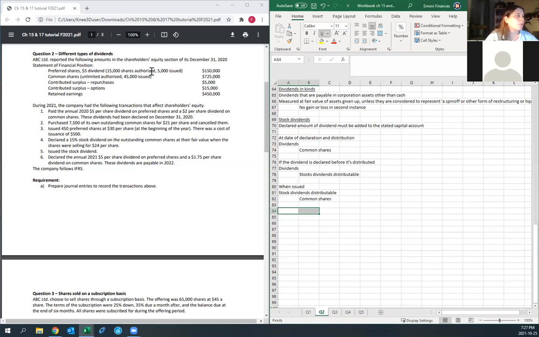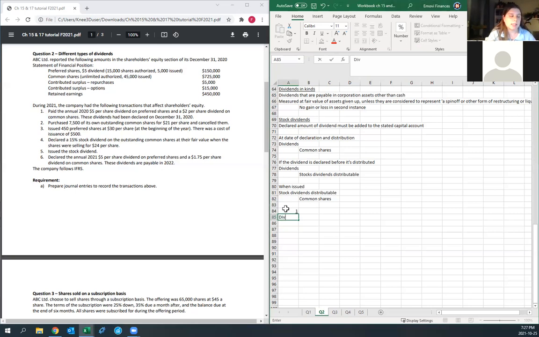Basically, we have to do the transaction for all of these events. So the first transaction was that they paid the annual 2020 $5 per share dividend on preferred shares and a $2 per share dividend on common shares. These dividends had been declared on December 31st, 2020. So on December 31st, 2020, they didn't issue the shares. They only recorded dividends and put it in dividends payable. So you want to reverse that and issue your shares.